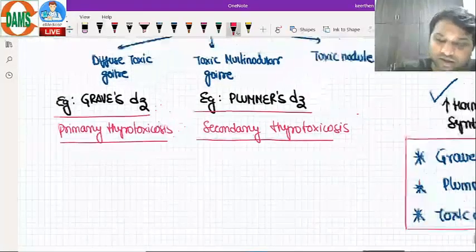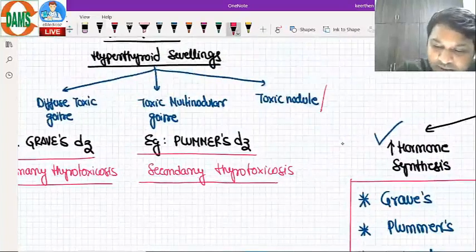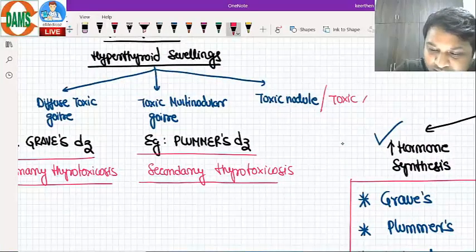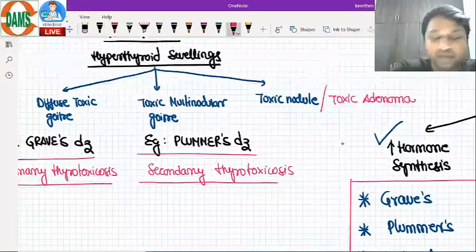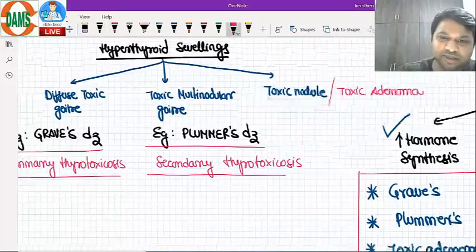Toxic adenoma is just another name for toxic nodule, that is toxic adenoma. So don't worry, I will cover each and every aspect of the thyroid. Just be patient.